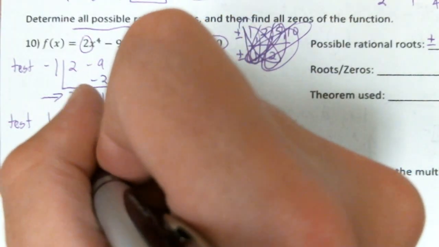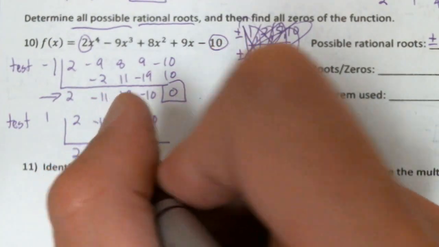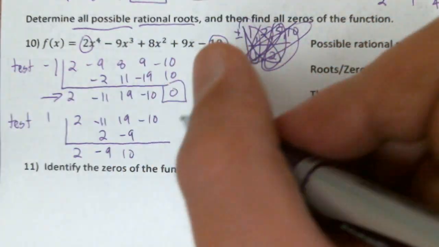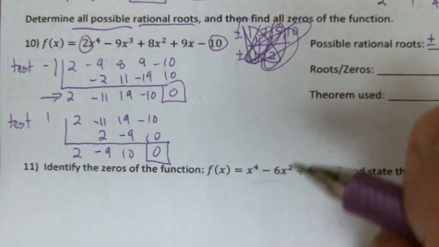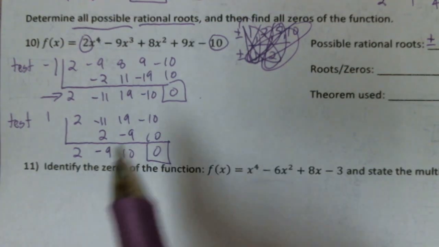So 2, negative 11, 19, negative 10. Okay, bring down the 2. 1 times 2 is 2. That's going to be negative 9. 1 times negative 9, negative 9. That's going to give me 10. 1 times 10 is 10. And voila. There's another remainder of 0. Now I've knocked it down to a quadratic.